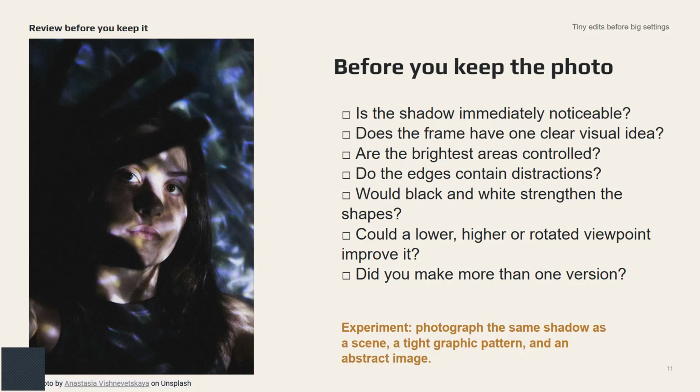Also, ask whether a different viewpoint would improve the photograph. Try getting lower, raising the camera, moving closer, or rotating the frame. Most importantly, take more than one version. The first photograph is only the starting point. In this portrait, the pattern of light and shadow creates mood and directs attention towards the face. A small change in the person's position or the camera angle would create a completely different result.